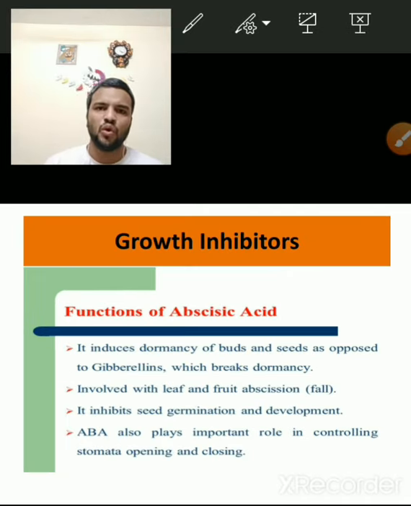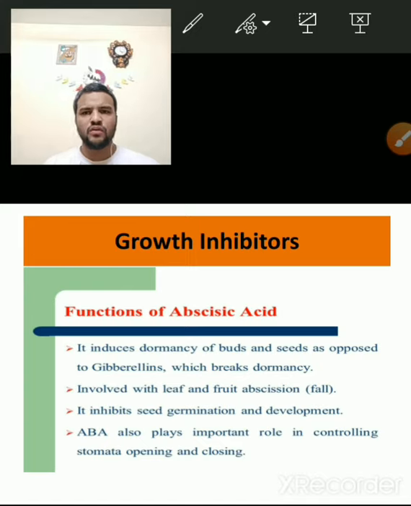That is growth inhibitors. Growth inhibitors will stop the growth, and in that we have two phytohormones. One is abscisic acid and another is ethylene. Briefly we'll talk about abscisic acid and ethylene, because I have already discussed them in detail in the online class. Abscisic acid, in short, is also referred to as ABA. It induces dormancy of the buds and seeds, as opposed to gibberellins. Gibberellins break the dormancy, but abscisic acid induces the dormancy. So gibberellin and abscisic acid are opposite to each other.